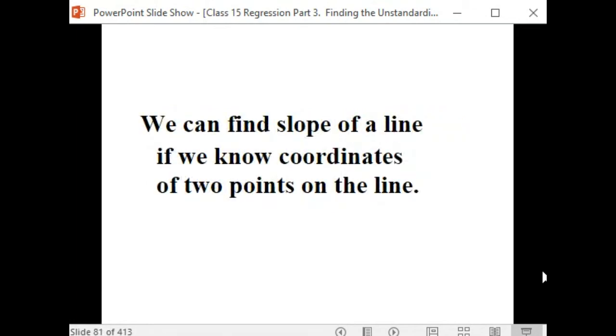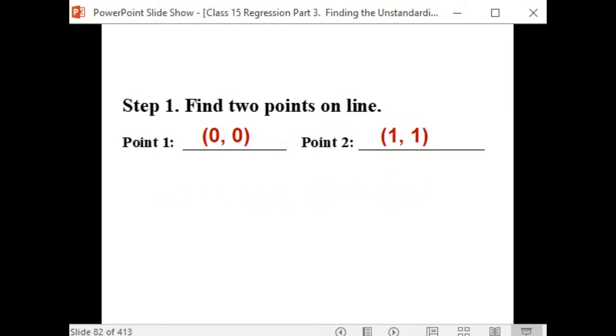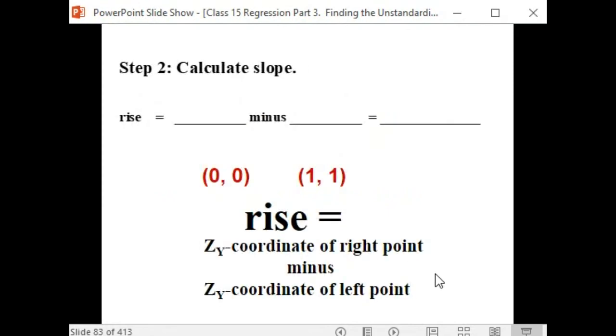Remember, we can always find the slope of a line if we know the coordinates of 2 points on the line. Here are 2 points on the line, 0, 0, and 1, 1. Now, using these 2 points, let's calculate the slope. We'll begin with the rise. For the rise, we use the y-coordinates of the 2 points. And the rise is 1 minus 0, which equals 1.